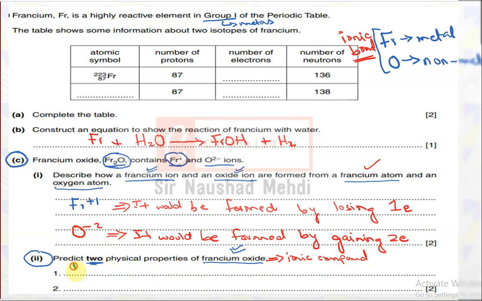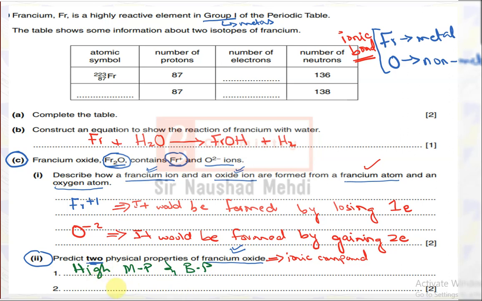So you have to write down 2 general properties of ionic compounds. The first property is that all ionic compounds have a very high melting point and boiling point. Why? Because they have strong electrostatic forces of attraction, and because of those strong electrostatic forces of attraction, they have a very high melting and boiling point.